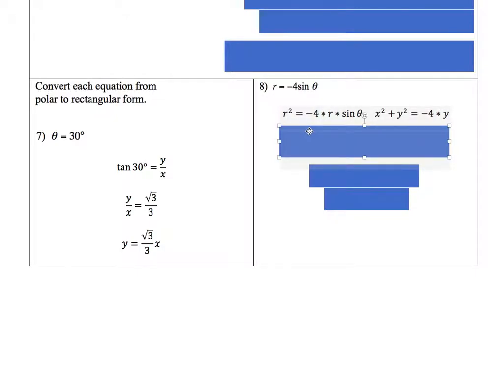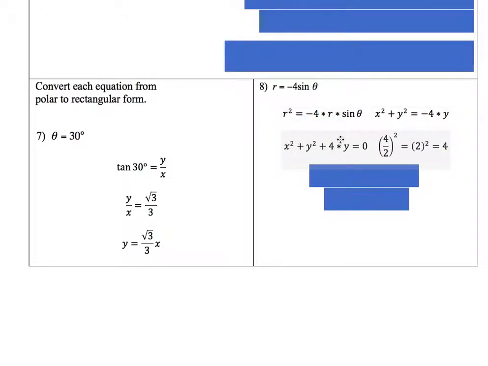So I need to go ahead and move everything over, and then I have a 0 here. And then my next step would be completing the square here. So to complete the square, I need to take this 4, divide it by 2, and square it. So 4 divided by 2 is 2, 2 squared is 4.